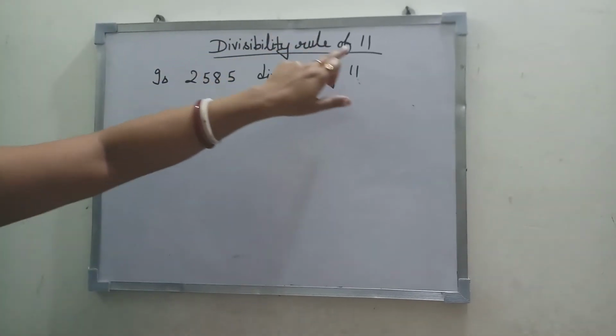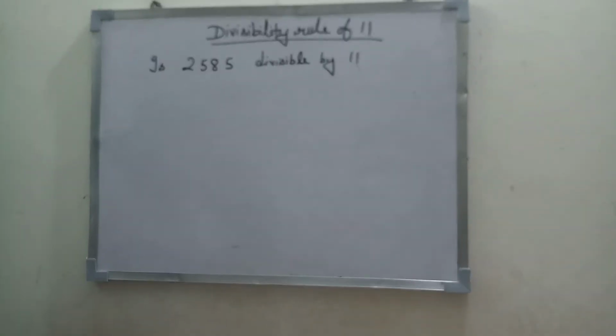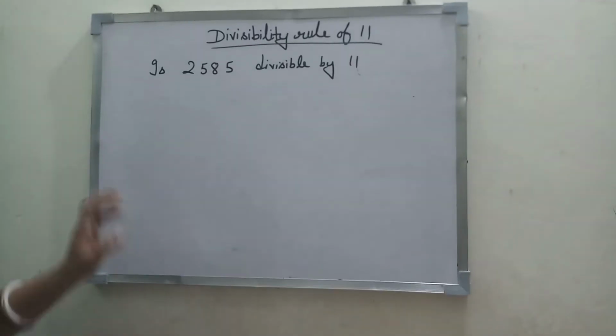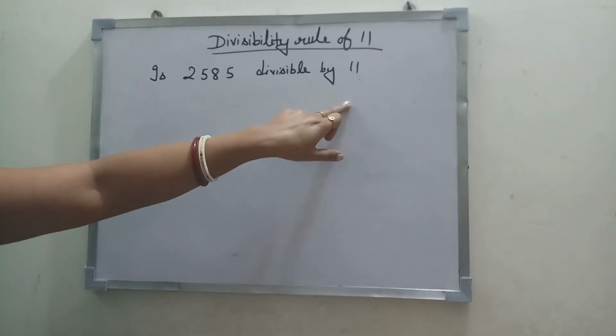Dear children, today we will discuss the divisibility rule of 11. This is very simple, but you should know the rule, how to do this. First of all, let us see whether 2585 is divisible by 11.